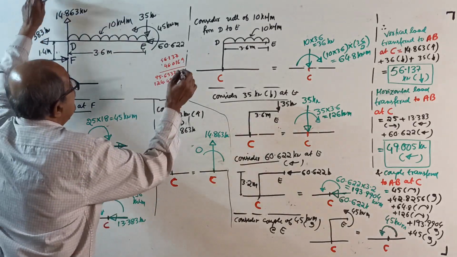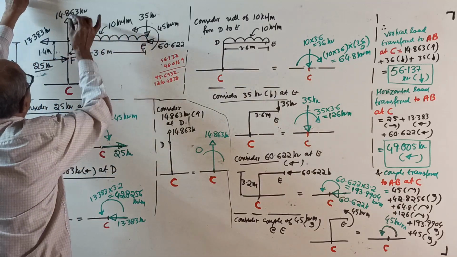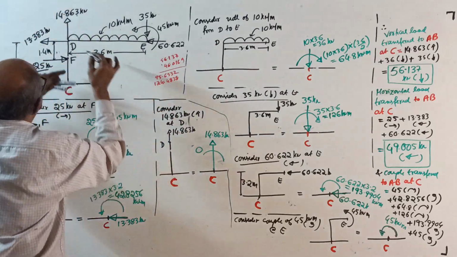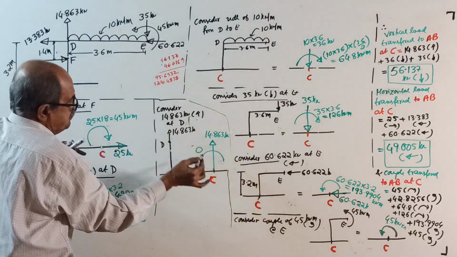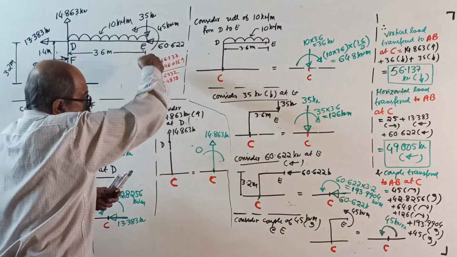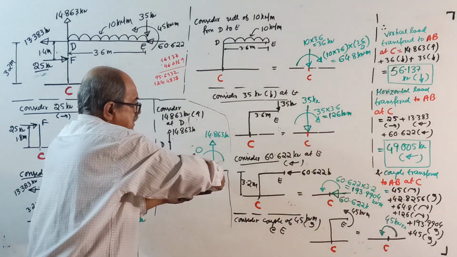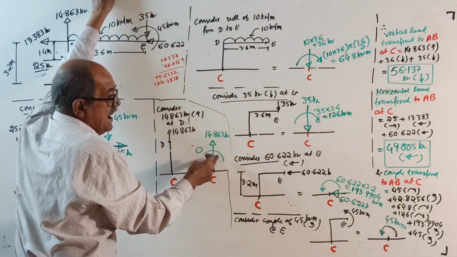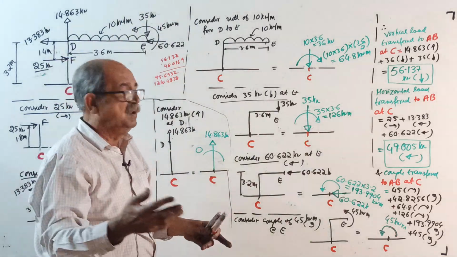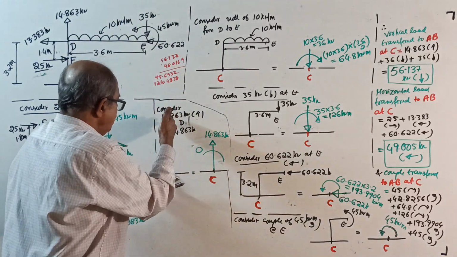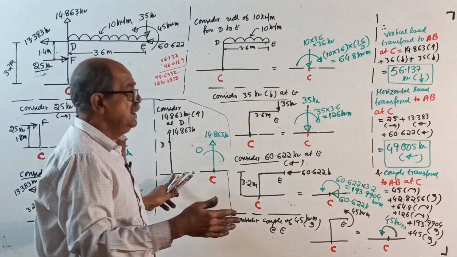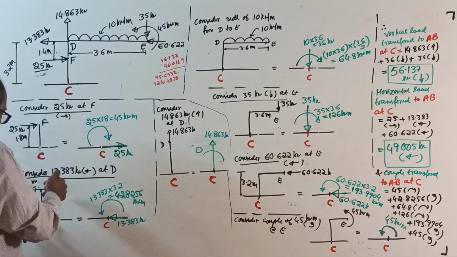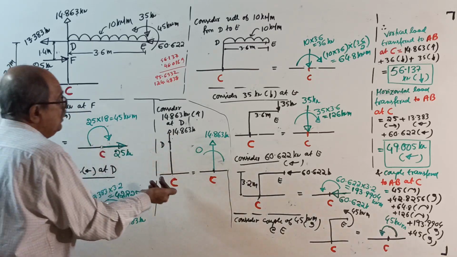Over. Then consider the UDL, 14.863 kilonewton at D. Okay, it is vertically up. So this force will lift the point C in the upward direction by 14.863, and there will be no couple because the force is passing through C. It will not rotate. The other ones will push and rotate; this will only lift it.